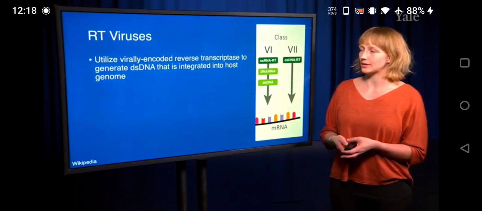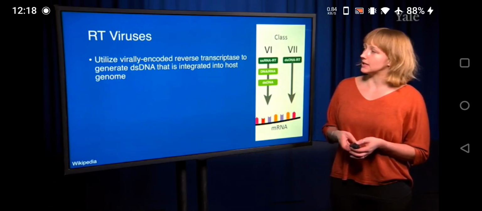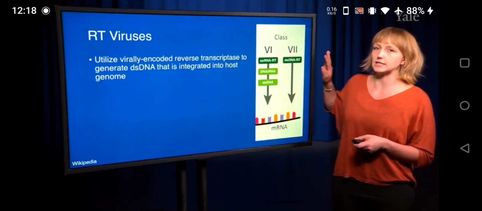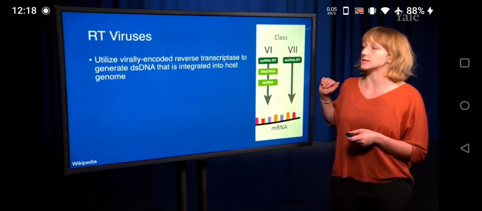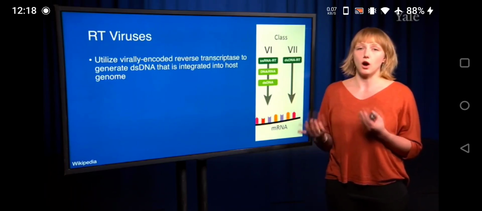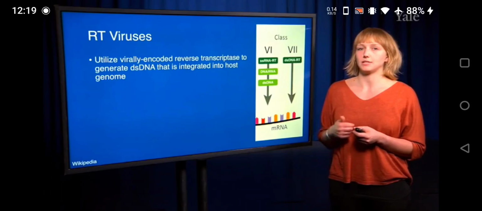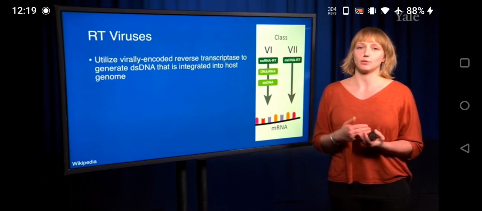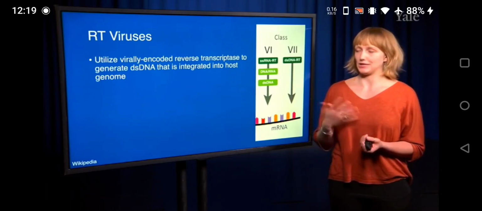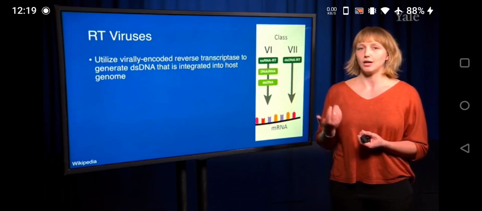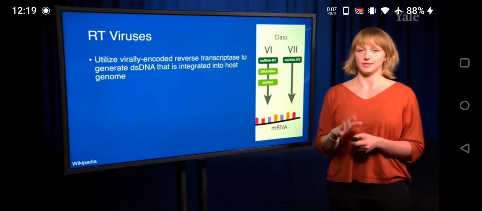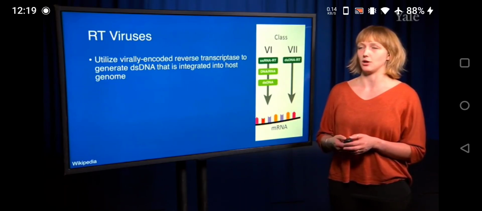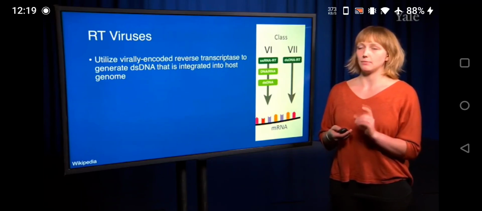So what happens here is that our single-stranded RNA for class 6 or mRNA that's generated in the cytoplasm of our class 7 viruses, the single-stranded RNA is reverse transcribed into double-stranded DNA. So transcription, as you may know, is the process from which double-stranded DNA is transcribed into single-stranded RNA, but in reverse transcription, the reverse happens. So we have single-stranded RNA molecules that are reverse transcribed into double-stranded DNA molecules, and these double-stranded DNA molecules are then integrated into the host genome.